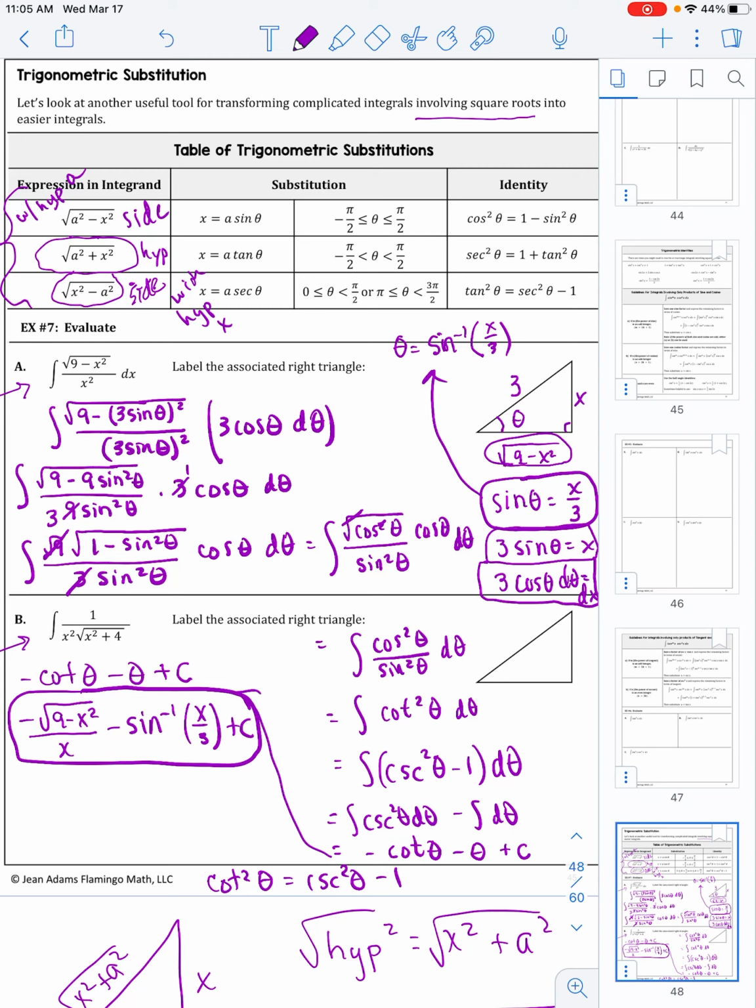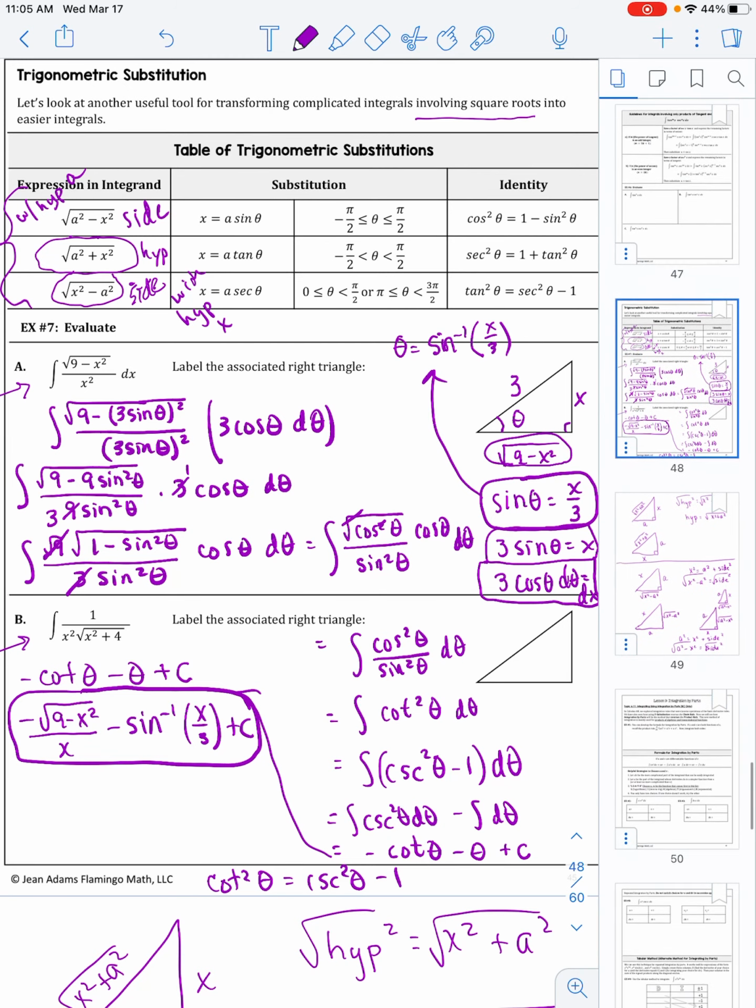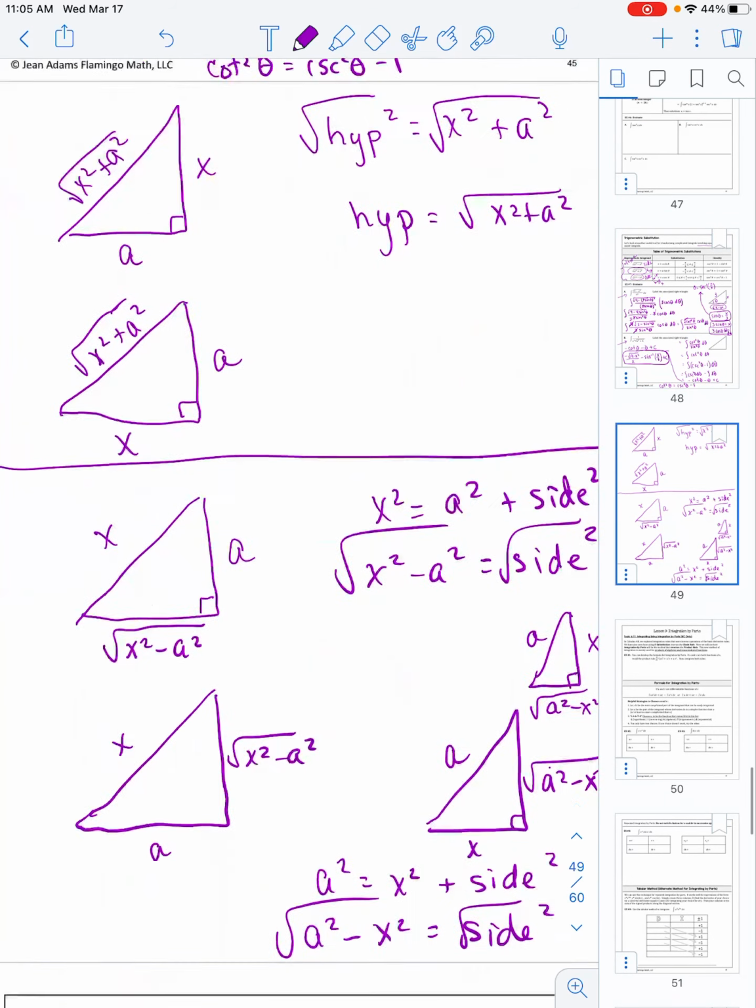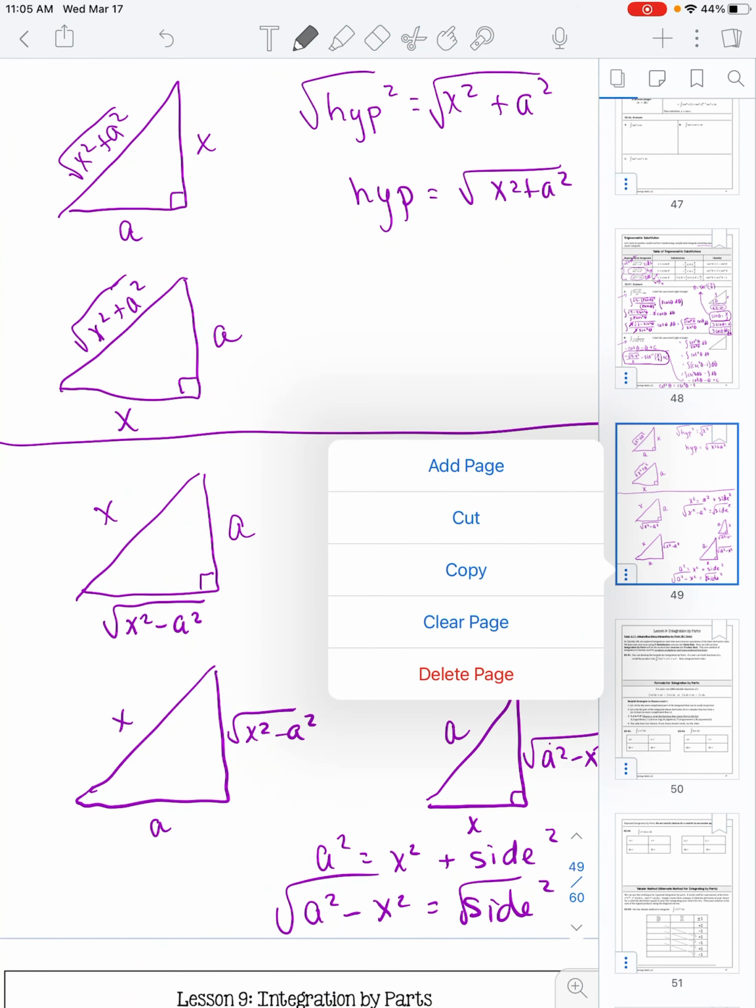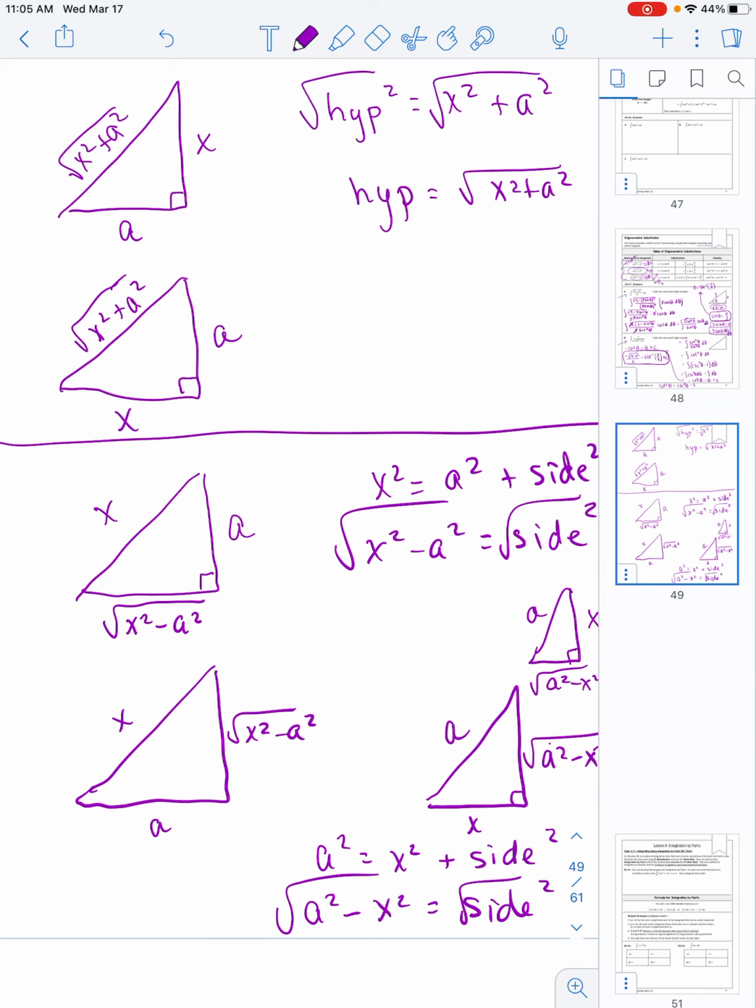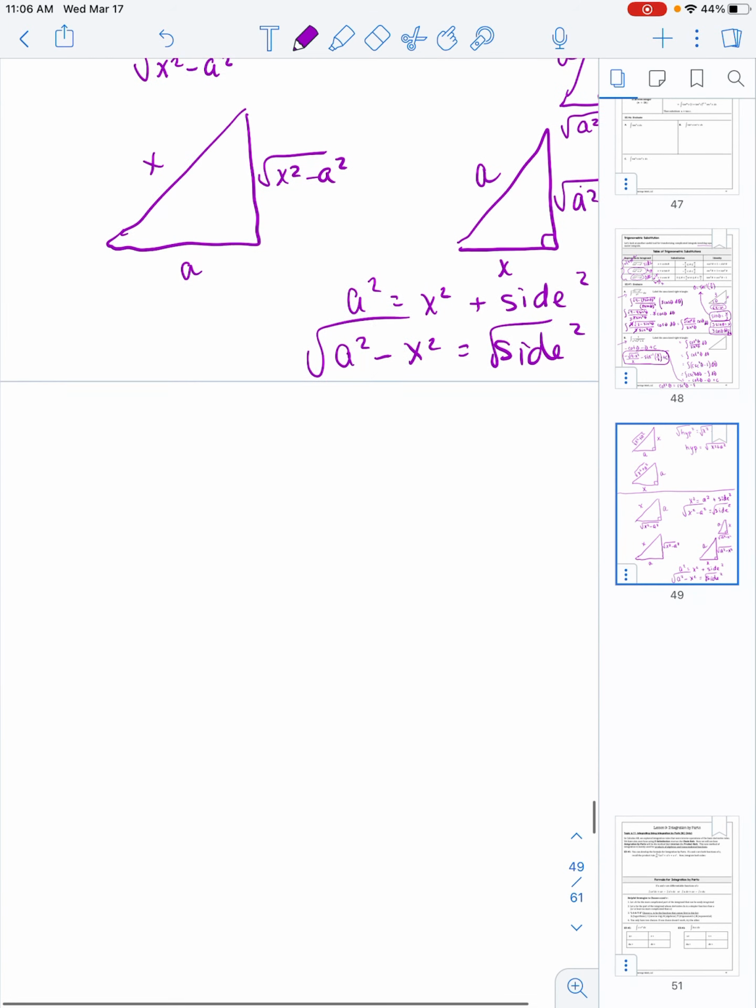Okay, so I don't know how to add another page. I would like to add a page. Let's see here. Oh, look, add page. Okay, so I'm going to take that next problem and put it on this next page.